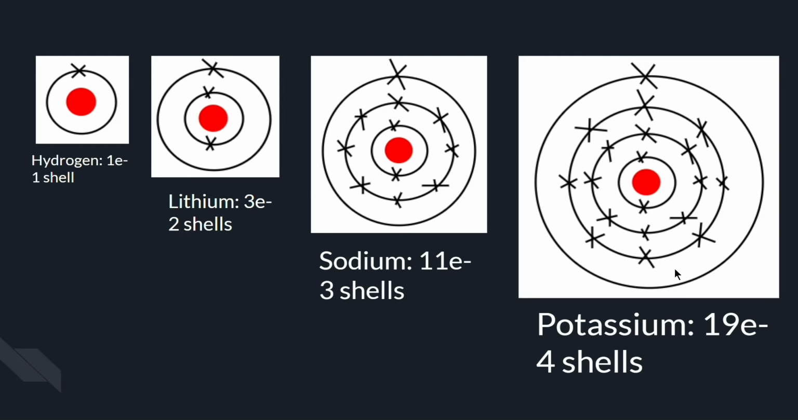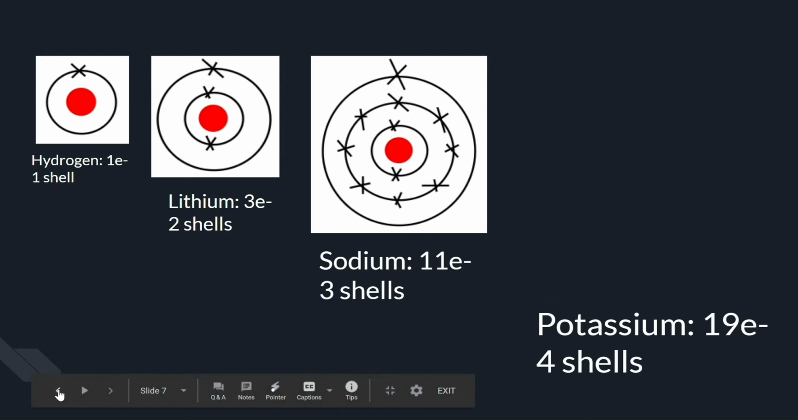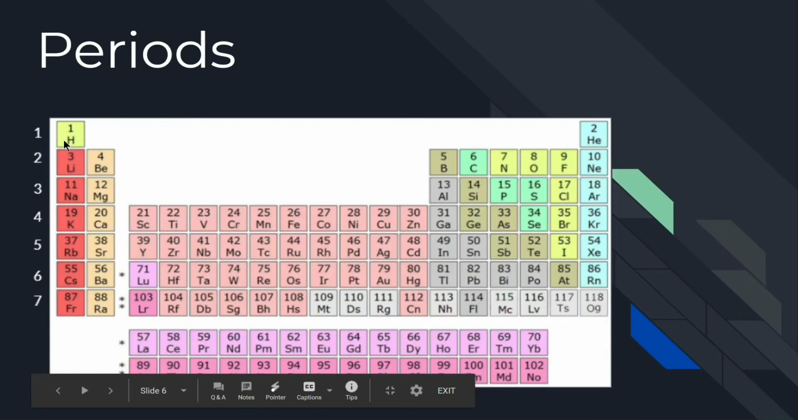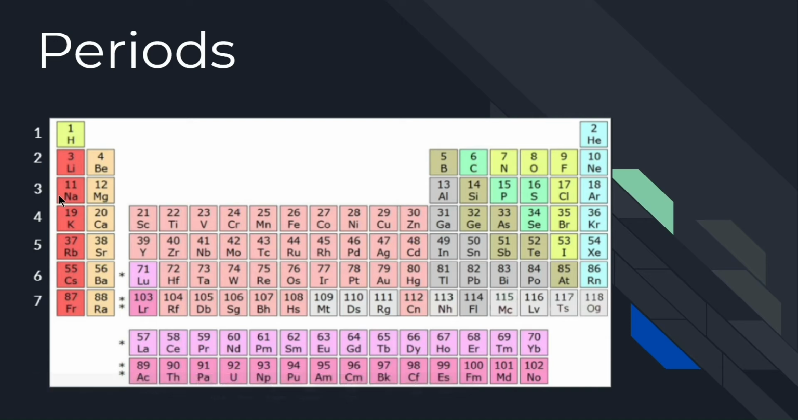And how does the period work then? If you take a look at this 1, 2, 3, and 4, and if we take a look back at our periodic table, hydrogen is in period 1, lithium is in period 2, sodium is in period 3, potassium is in period 4. So these periods suggest the number of shells that the elements have. So if you're in period 1, you have 1 shell. Period 2, you have 2 shells. Period 3, you have 3 shells. Period 4, you have 4 shells, and so on.